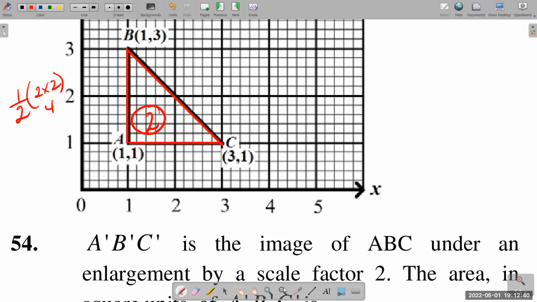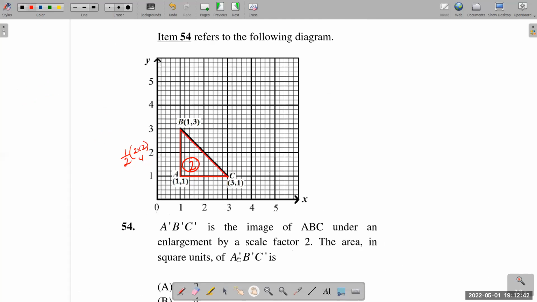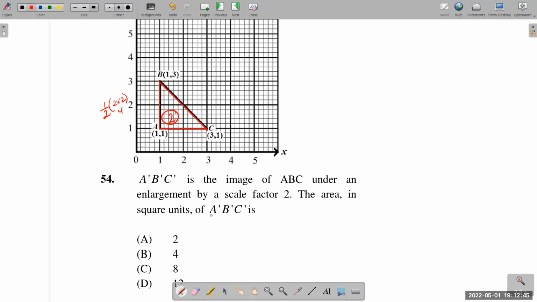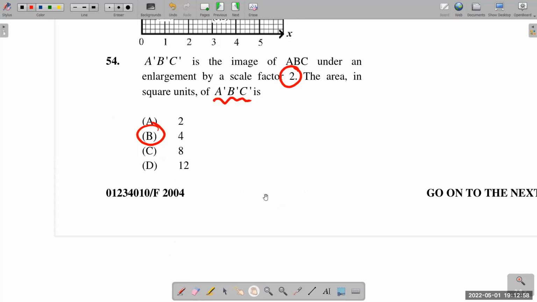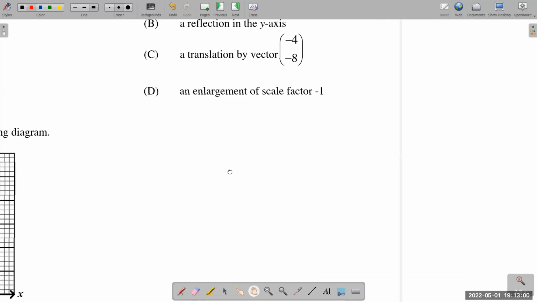Everybody see that? And so if the shape after the enlargement is by 2, that means we just multiply that by 2. So our answer would therefore be what? 4. Everybody see that? That's a new one. I never saw that one before. So that's a good one to do.